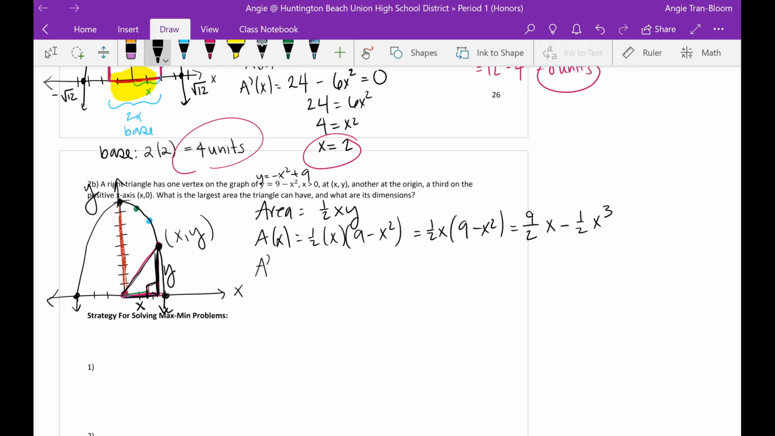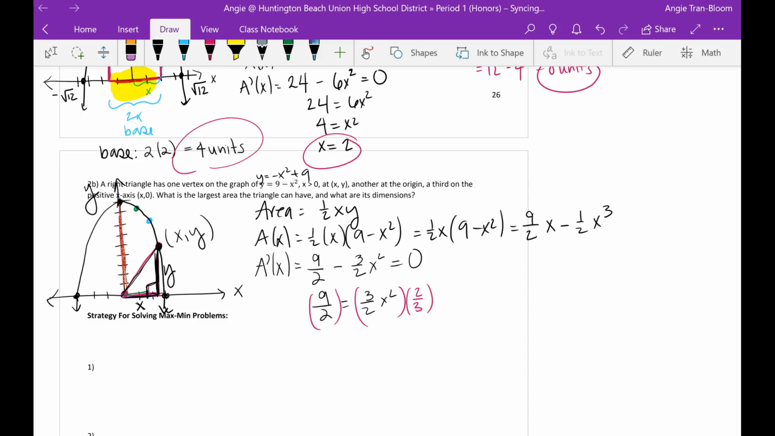Now I'm going to do the derivative. So this is going to give me 9 over 2 minus 3 over 2 x squared. I'm going to set it equal to 0. So this is 9 over 2 equals positive 3 over 2 x squared. I will now get rid of 3 over 2 by multiplying by its reciprocal. I meant 2 over 3, okay, reciprocal.